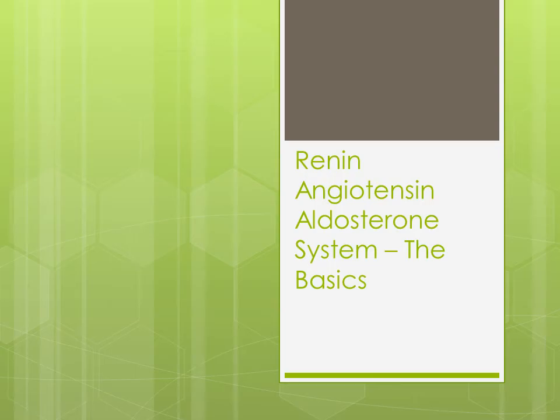In this animated tutorial, we will be covering the basic elements of the Renin-Angiotensin-Aldosterone system, otherwise known as RAS. RAS is a hormonal cascade signaling pathway responsible for homeostatic control of arterial blood pressure, tissue perfusion, and extracellular volume.